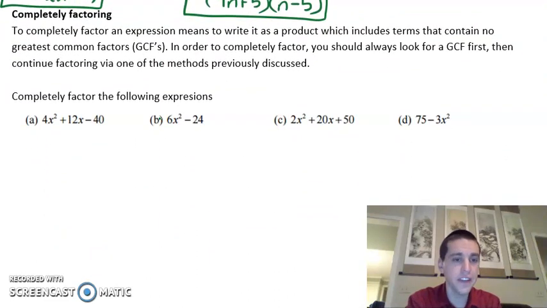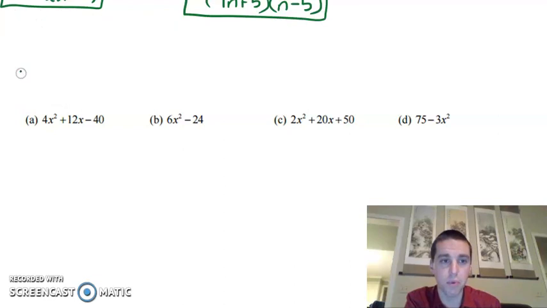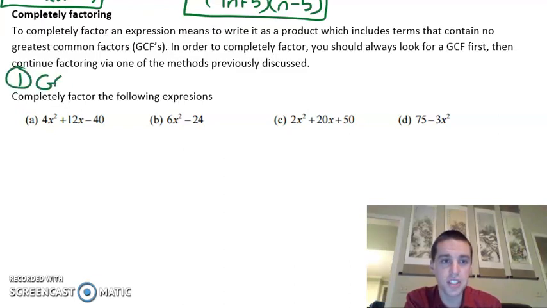So completely factored. I'm going to do A and B, and you're going to do C and D. So just looking at this, completely factoring usually means step 1 is GCF.